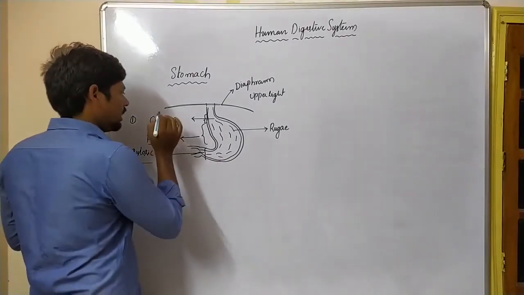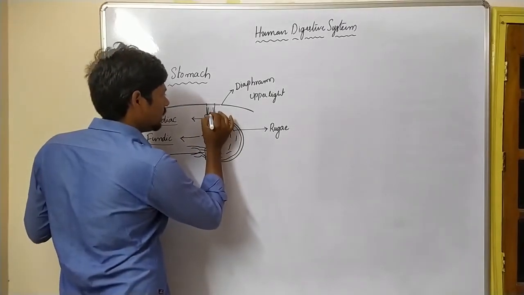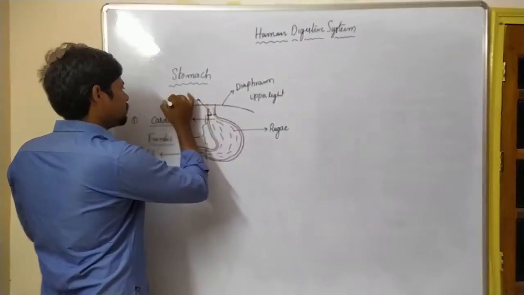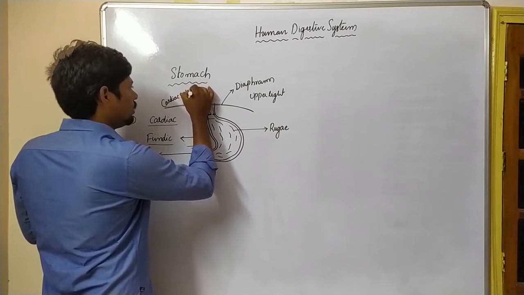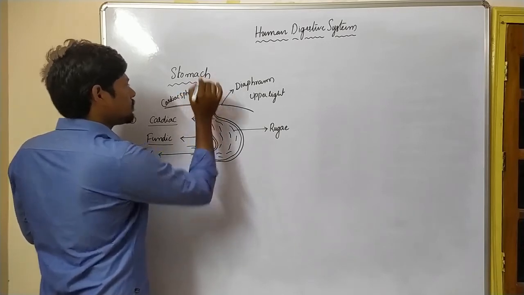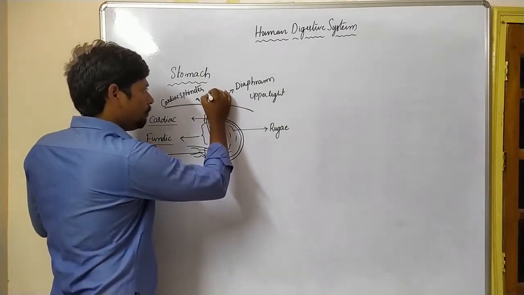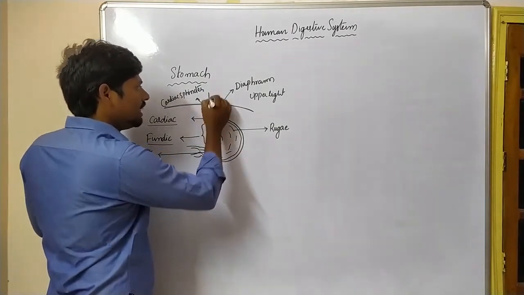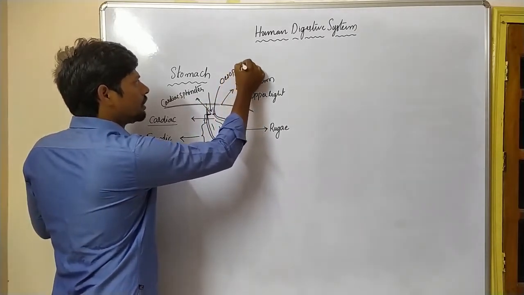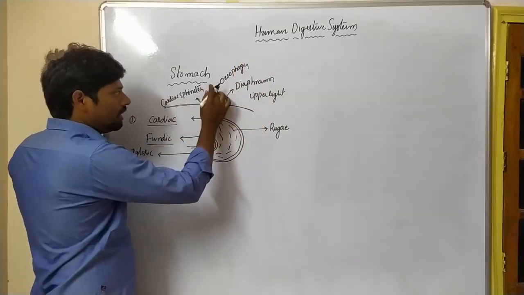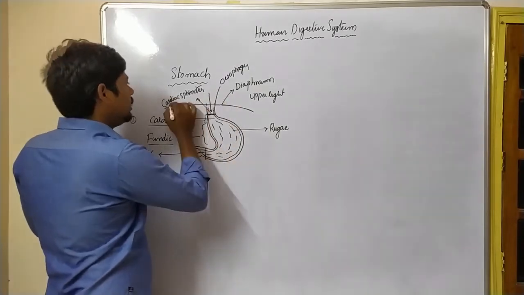See, actually the cardiac region is a region which has a sphincter that is called the cardiac sphincter. The cardiac sphincter is a valve-like structure. It regulates the entry of food from the esophagus. Entry of food is regulated by the cardiac sphincter.